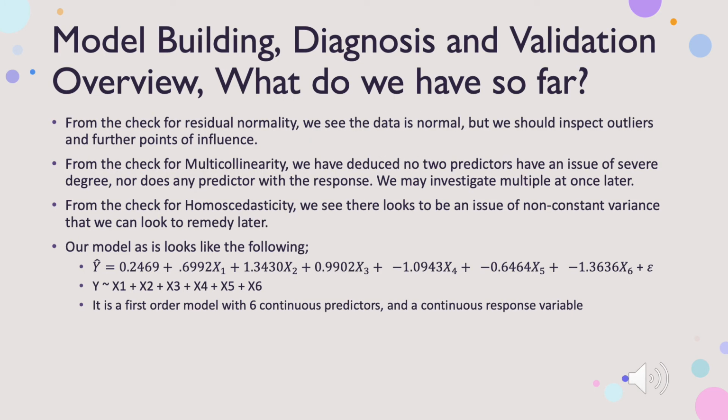So what do we have so far? From the check for residual normality, we see the data is normal, but we should inspect outliers and further points of influence. From the check for multicollinearity, we have deduced no predictors have an issue of severe degree, nor does any predictor with the response. We may investigate multiple at once later. From the check for homoscedasticity, we see there looks to be an issue of non-constant variance that we can look to remedy later. Below, you will see the fitted regression function for our model at this point in time. It is a first-order model with 6 continuous predictors and a continuous response variable.